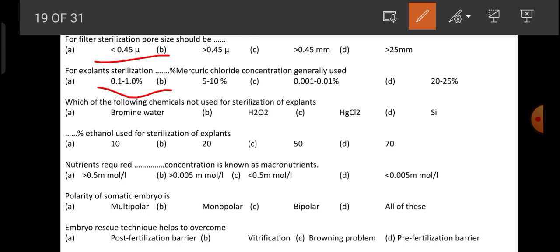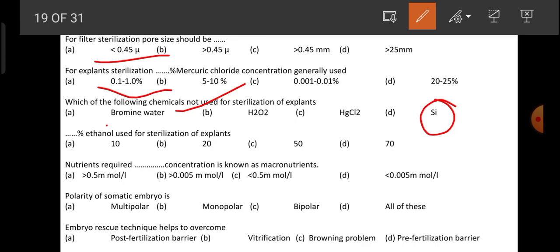Next question, which of the following chemicals is not used for sterilization of explant? Options given are bromine water, H2O2 or hydrogen peroxide, HgCl2 or mercuric chloride, then Si. Bromine water, H2O2 and HgCl2 are all used for sterilization of explant, whereas silicon is not used. As you already know, silicon is used in our computers, mobile phones and so on for production of chips. That's a different story. Next question, what percent of ethanol is used for sterilization of explants? This is universal, 70% is the percentage used in sterilization.